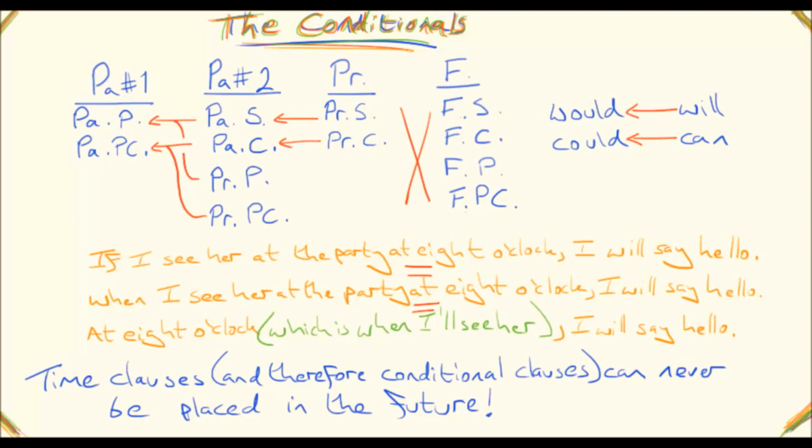And so follow this logic through. If a time clause, and therefore a conditional clause, can never be placed into the future, they can never backshift. They can never be in the future to backshift to the present. And that's why there is absolutely no backshift from the future to the present in English, which is why you see a big red cross on this diagram. So don't forget, future time clauses don't exist. The future cannot backshift into the present. The only backshifting we're talking about is what you see in the diagram.